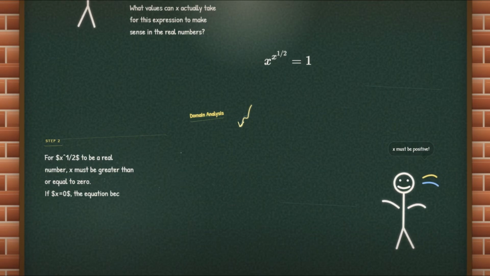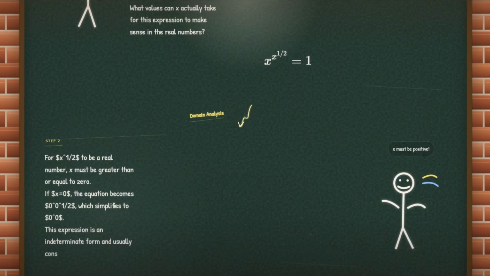If x equals 0, the equation becomes 0 to the 0 to the 1/2, which simplifies to 0 to the 0. This expression is an indeterminate form and usually considered undefined. So to keep our numbers real and defined, x must be strictly positive.